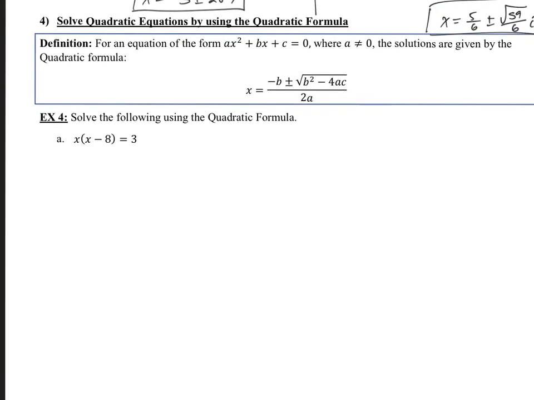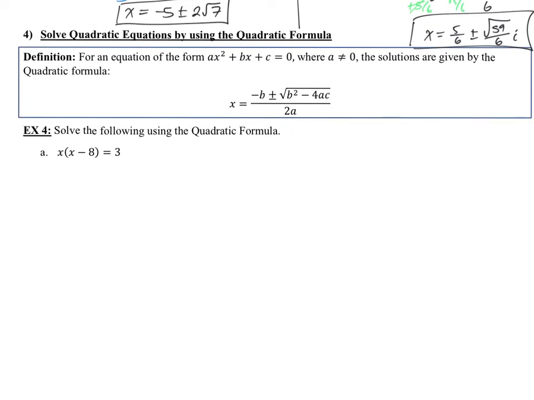All right, objective 4, solve quadratic equations by using the quadratic formula. All right, so there's a song for this, and I'll go ahead and post that video to Leveling Before You. It's from YouTube.